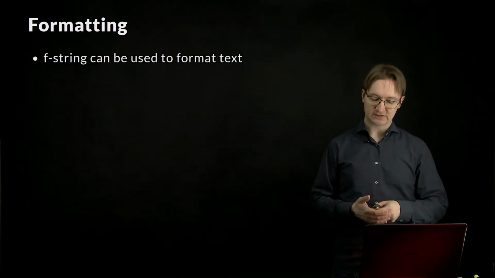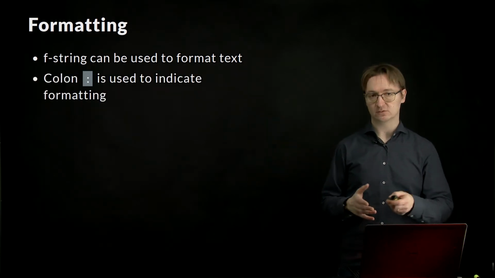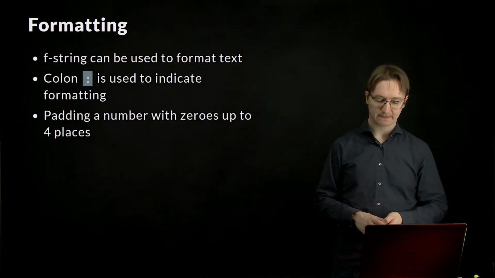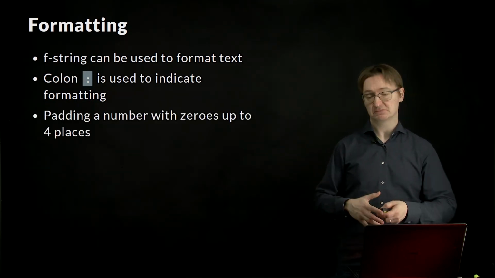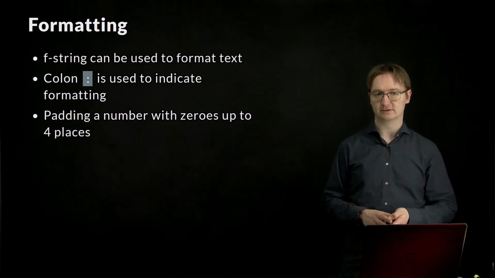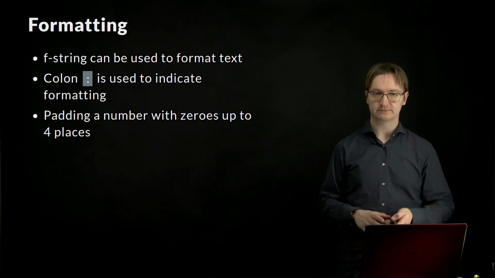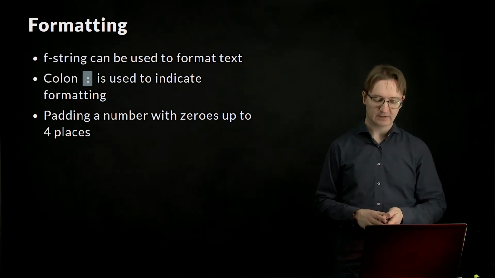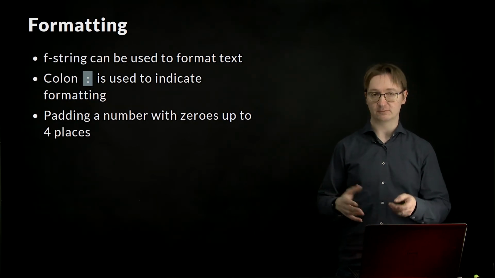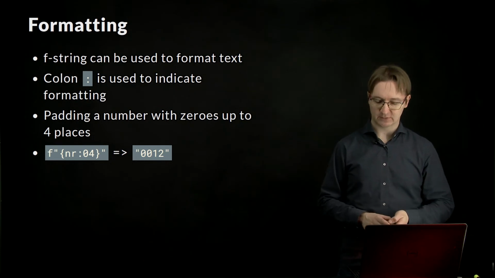We can use f-string to format text. To use that we can apply a colon to indicate the formatting. For example, this is quite a normal or popular use case. We want to pad the number with zeros, and in this example let's pad the number up to 4 places, and we can use f-string as pointed out here.